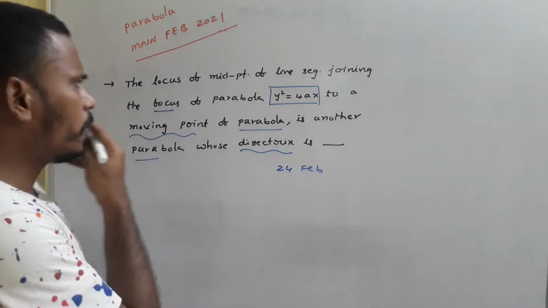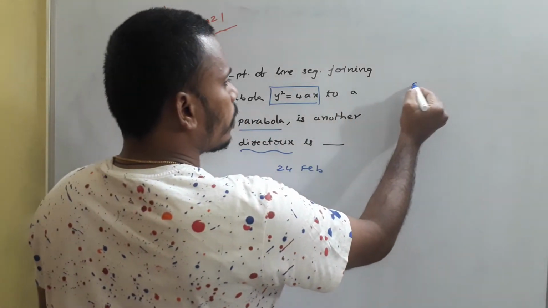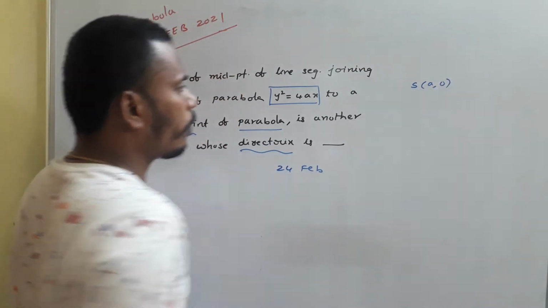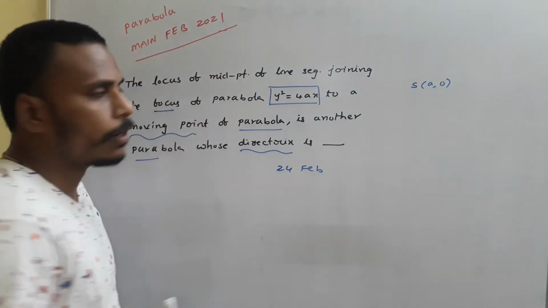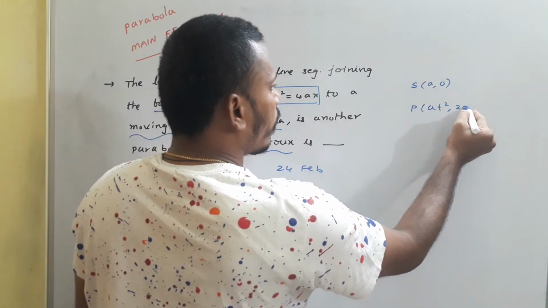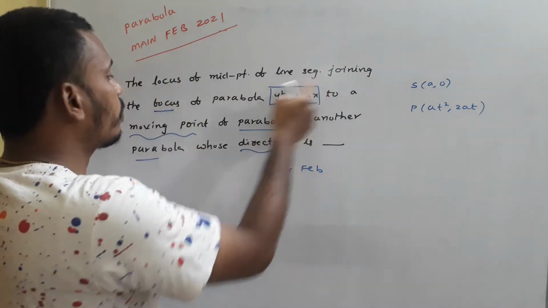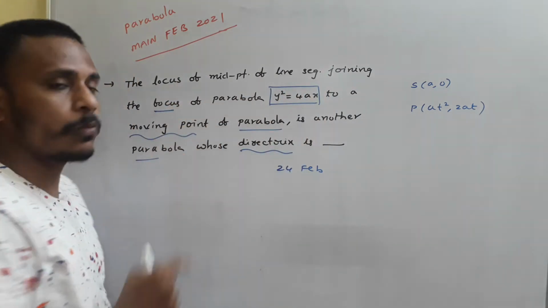Now, what is the focus of the parabola? The focus is clearly (a, 0) since it is of the standard form, and there is a moving point on the parabola. That moving point is a general point on the parabola, which is (at square, 2at). We need to find the locus of the midpoint of the line segment joining the focus to this moving point.